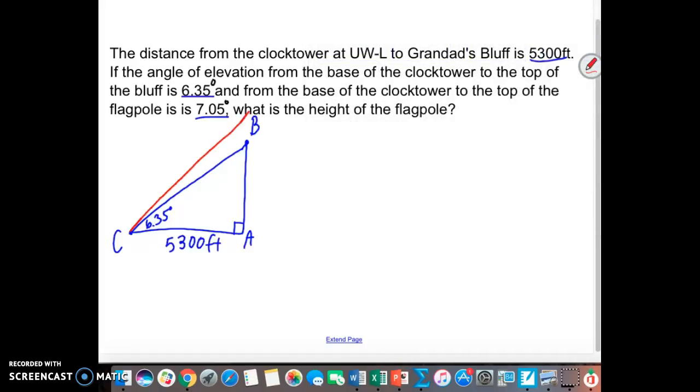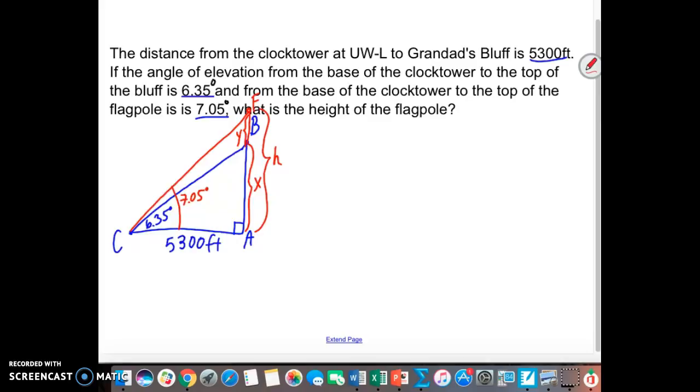So starting at the clock tower, to the top of the flagpole, this entire angle measure is 7.05 degrees. I'll label this top point with an F for flagpole. So now we need to label our unknowns. We can start out by labeling this entire distance. Let's label it H for height. We can label our short unknown distance as X, and the smallest one is Y, which we don't necessarily need.